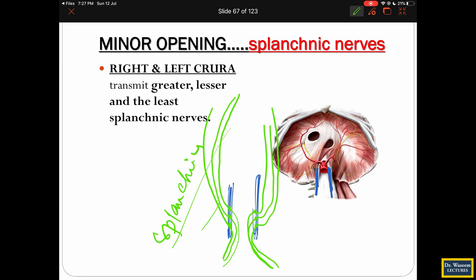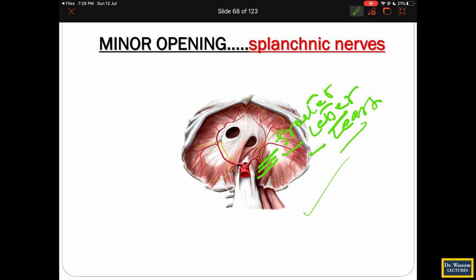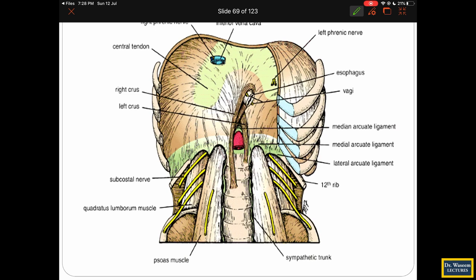The one which is highest, you see here, these three coming: one, two and three. One is called the greater splanchnic nerve, next the lesser splanchnic nerve, and the last one the least splanchnic nerve. Least, lesser and greater splanchnic nerve. So these are the splanchnic nerves which pass through the crura. Here they haven't shown them, but you can draw three.